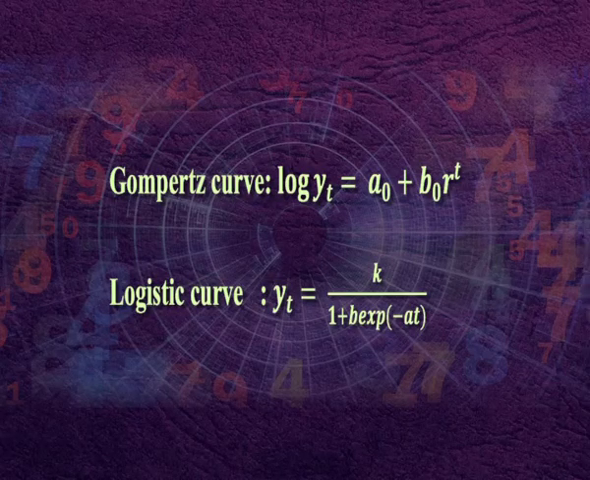Gompertz curve, that is log yt equal to a0 plus b0 multiplied by r raised to t, and logistic curve is given by yt equal to k upon 1 plus b exponential minus at. Here different methods are used for fitting the above curves to the data.